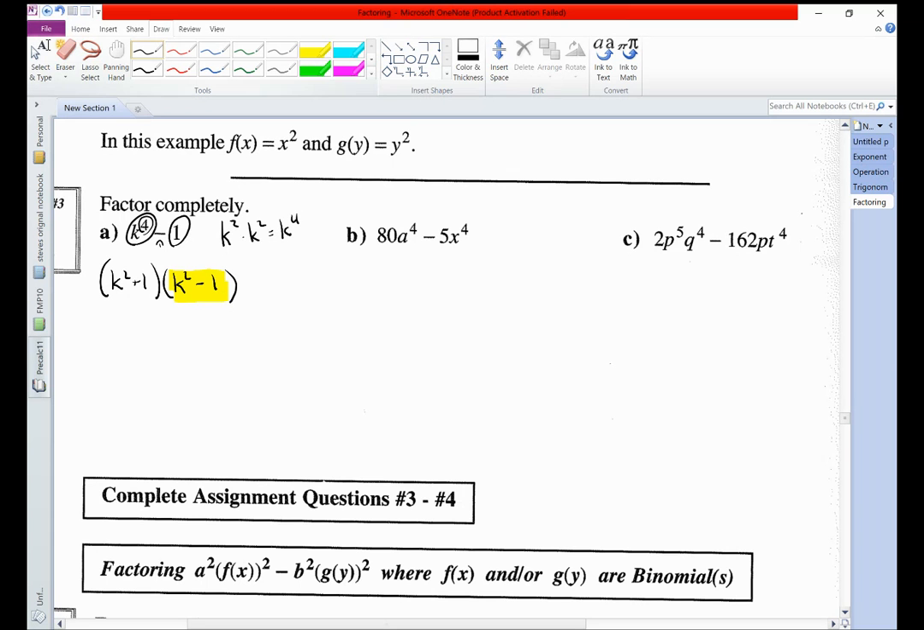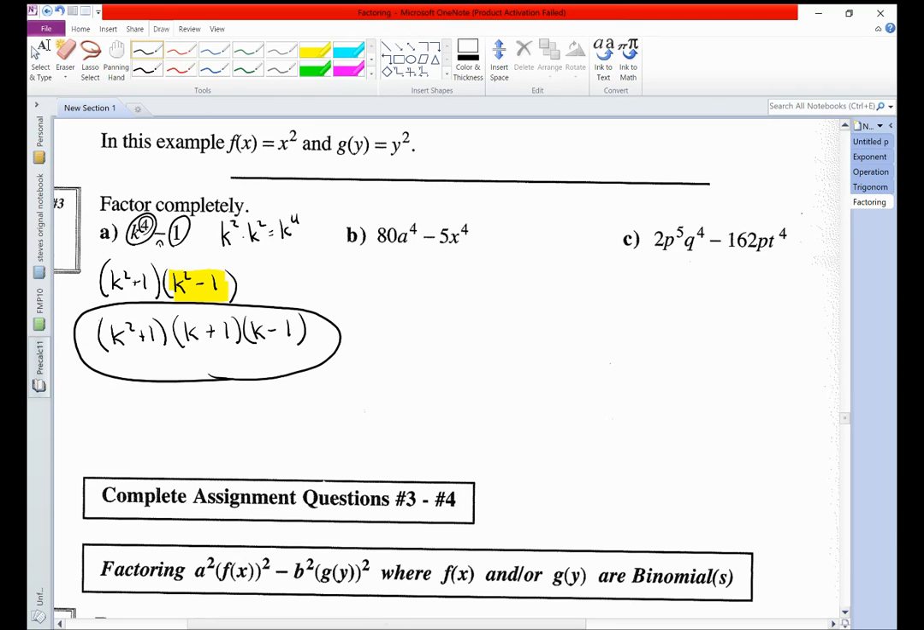So we're going to leave the first one. It's not a difference, it's an addition. We can't do this. So the first one stays the same. But the second one can be split. To get to k squared, we can go k times k. To get to 1 is 1 times 1, plus 1, minus 1. So there is the answer right there.